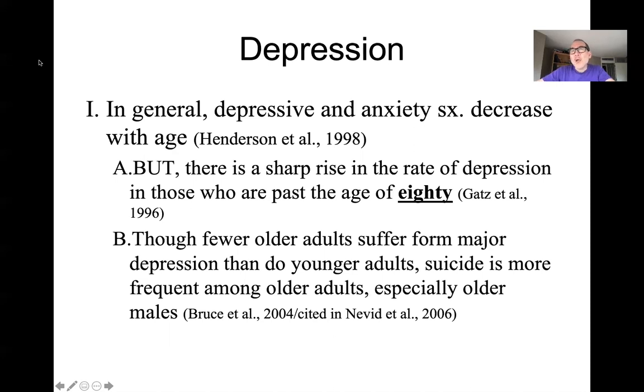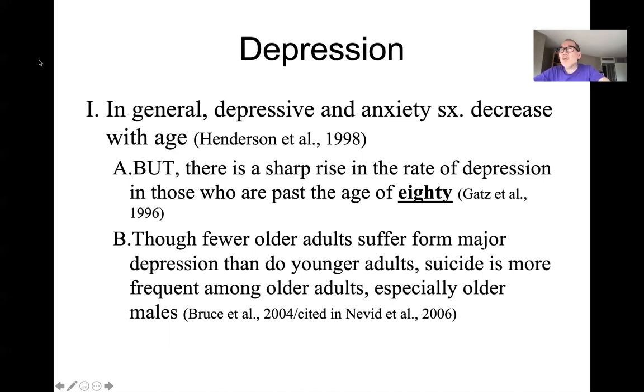Alrighty, so moving from neurocognitive problems into other disorders that occur prior to being elderly, let's talk about depression. In general, depression and anxiety symptoms generally decrease with age. Alrighty, but there is a sharp rise. So around 65, we start seeing a decrease.